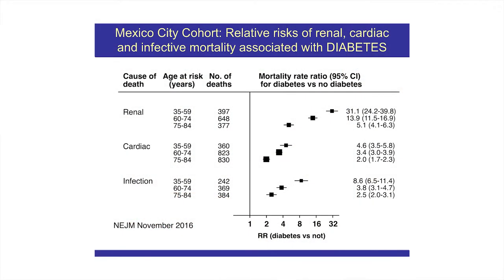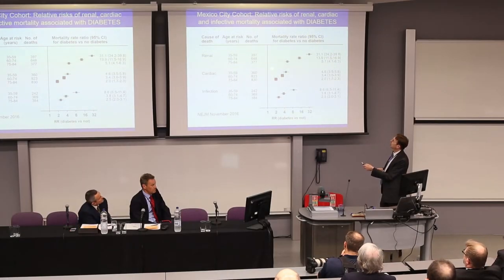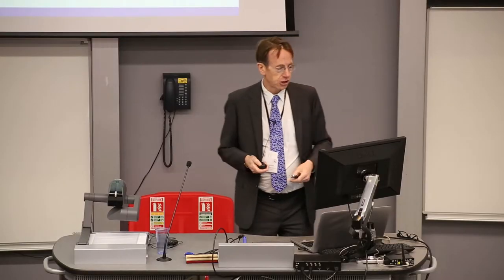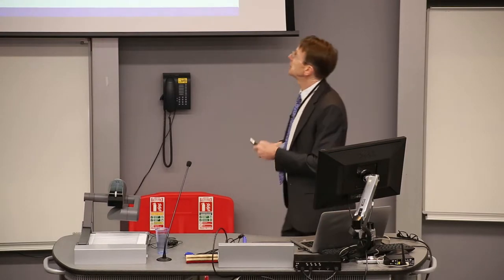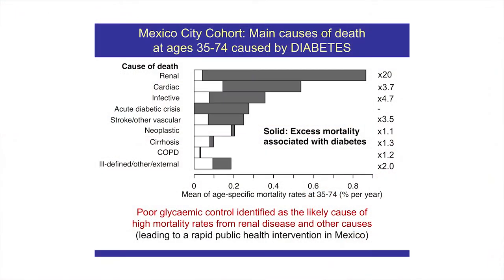And then one looks at what is the impact on mortality, then we've got something like a 30-fold increase in the risk of death from renal causes under the age of 60 due to diabetes secondary to obesity. And twice the relative risk for cardiac diseases that one sees typically in developed populations. And in absolute terms, about 40% of deaths in Mexico due to diabetes.